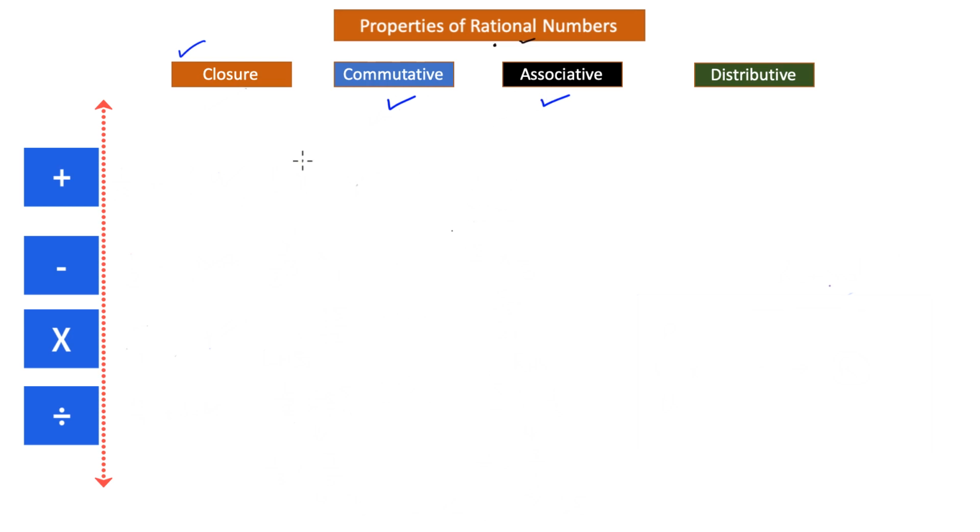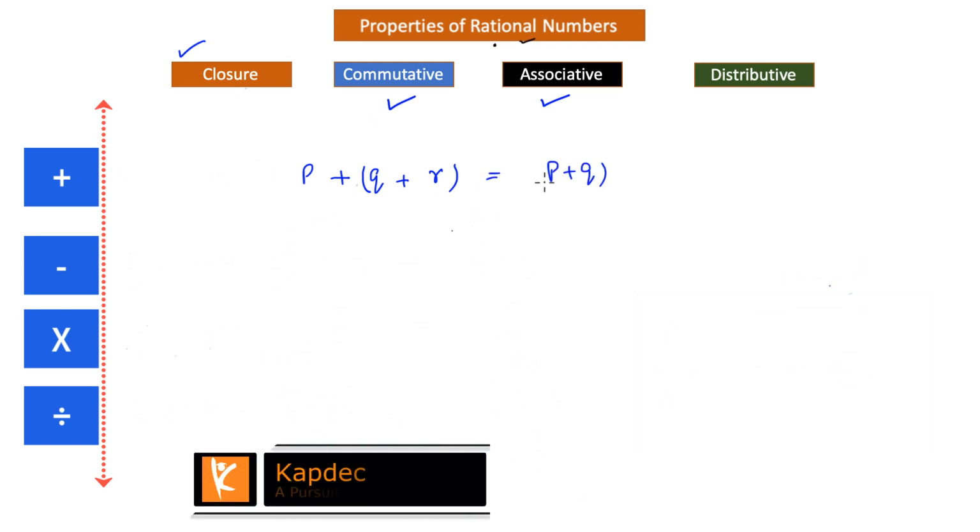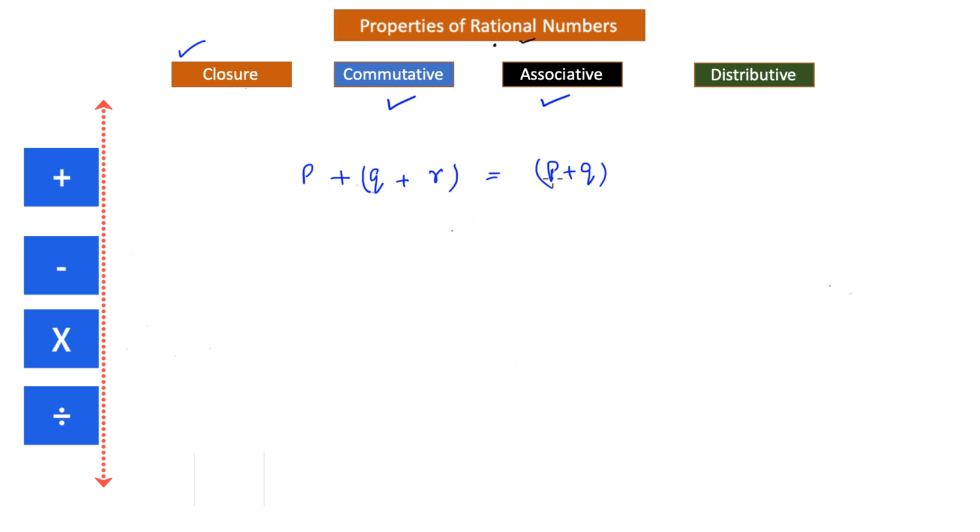So the associative property states that if you take any three numbers or more, it does not matter how you group them together, it does not matter how you add them together, in what sequence, the net result is always going to be the same. So for example, if you add Q and R first and then add the result to P, which is the first number, versus taking P and Q first and then adding the result to the third number, which is R, these two results will always be the same.